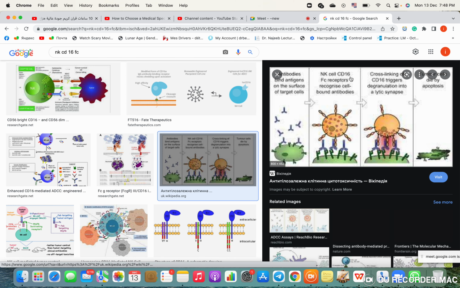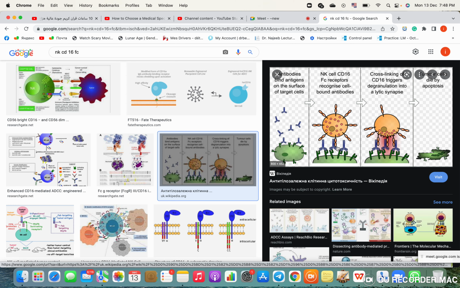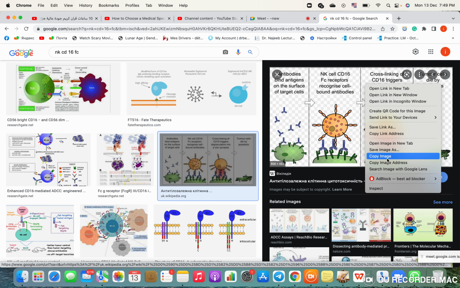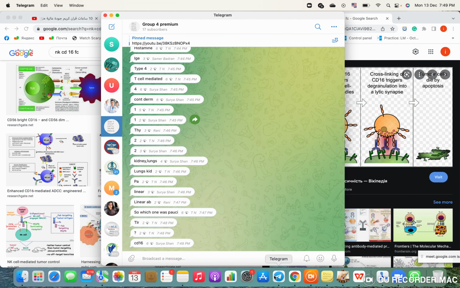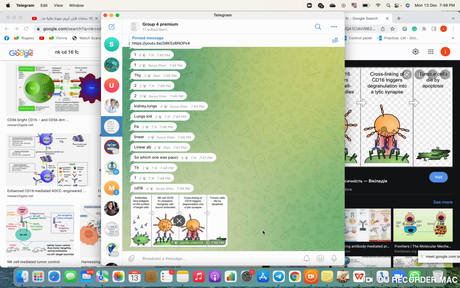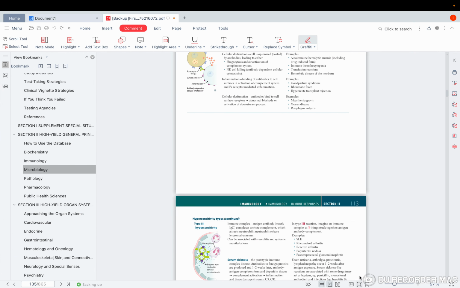This is the one. So you can see the CD16 binding to the Fc portion of the antibody, which leads to killing of the cell by apoptosis. Yeah? Here we go. Okay, next thing.